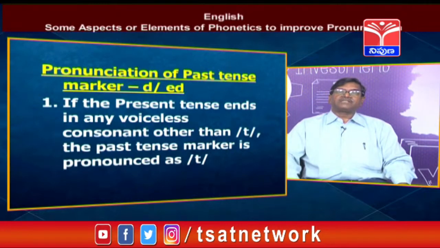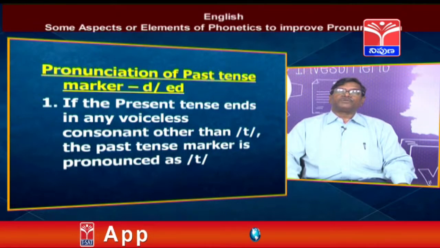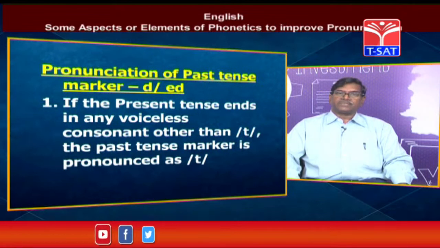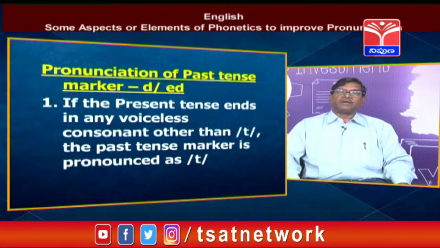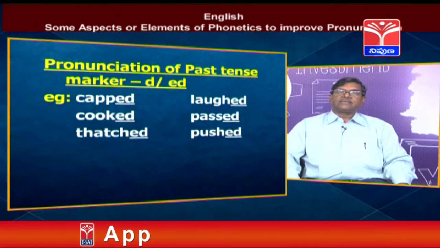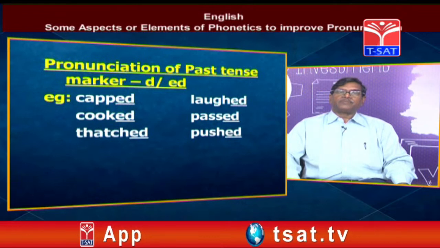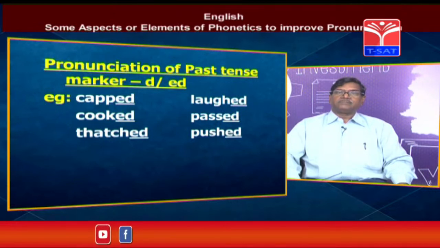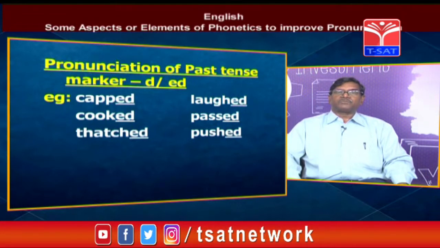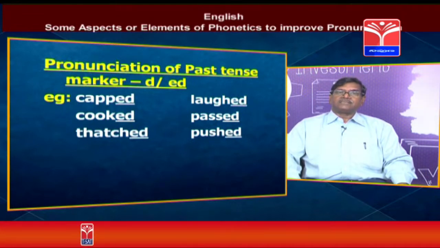Pronunciation of past tense marker d and ed. The past tense marker is pronounced in three ways: t, d, or id. If the present tense ends in any voiceless consonant other than t, the past tense marker is pronounced as t. See, cap. Cap is the base, the present tense. It is ending with p. P is a voiceless consonant other than t. So, the past tense marker is pronounced as t.